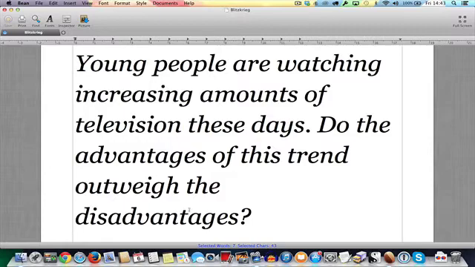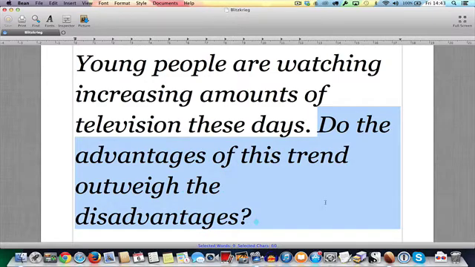So here the instruction words are asking the candidate to conclude whether or not the increasing consumption of television among young people poses more advantages than disadvantages. So both argument and discussion essay structures are capable of producing this conclusion. However, it is once again a situation where the candidate is best to formulate an argument and then structure their essay around that argument.